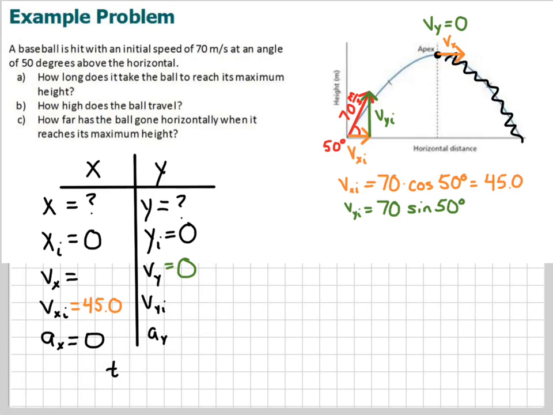Do we know anything about the initial velocity in the y direction? Yes, we do. We took a look at this triangle right here, and we wrote down 70 times sine of 50 degrees. When you evaluate that, that becomes 53.6, so we can plug 53.6 right there. Do I know anything about my acceleration in the y direction? Yes, it's due to gravity, and gravity is always acting 9.8 meters per second squared in the downward direction, so AY is negative 9.8.